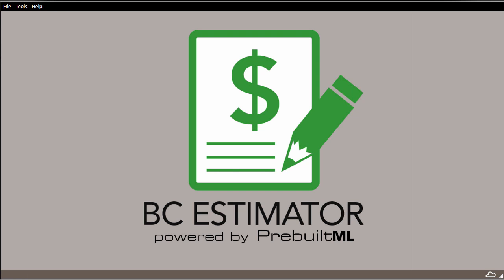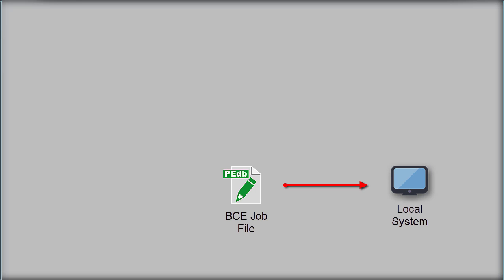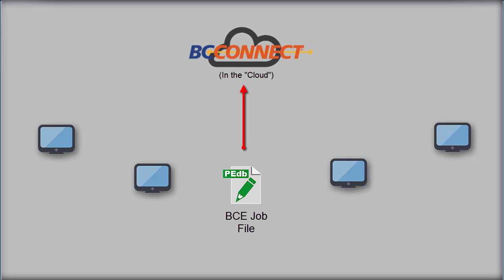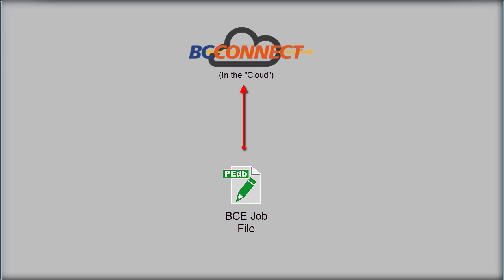As you work with BC Estimator and integrate your projects with BC Connect, you are able to store your BC Estimator job file on your local system, as has been described in the previous videos. But you also have the option to store your BC Estimator job file for projects that you integrate with BC Connect on the BC Connect site. This allows you to have access to this job file in the future from multiple different locations and by multiple different users.